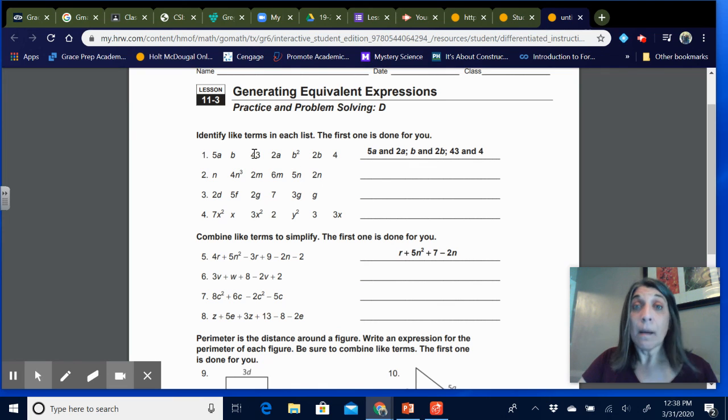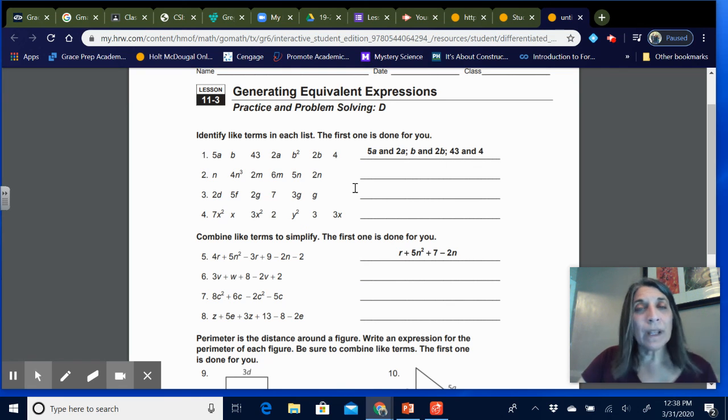43 is a number, and it's like 4, just a number. So they are like terms. Okay, and then there is another b over here. Sorry, 2b. So this b, which is to the first power, and this b, which is to the first power, the 2 stays with it. They are like terms. B and 2b are like terms. I could combine these to 7a. I could combine these to 3b, and I can combine these to 47.